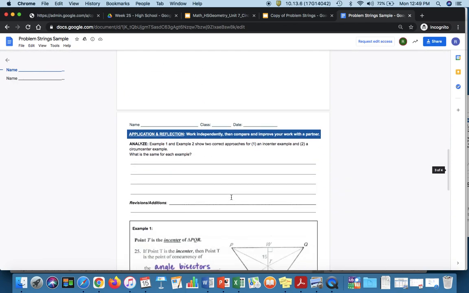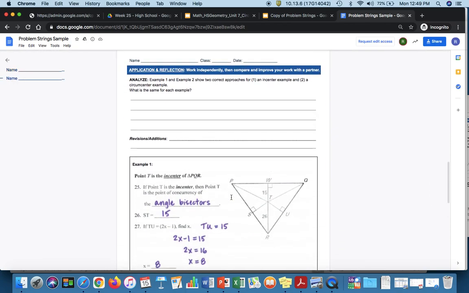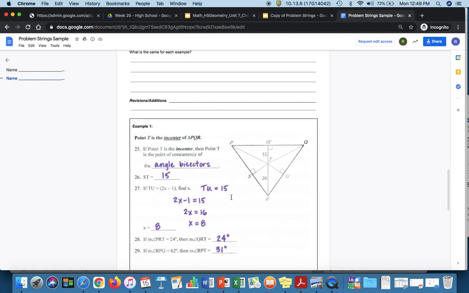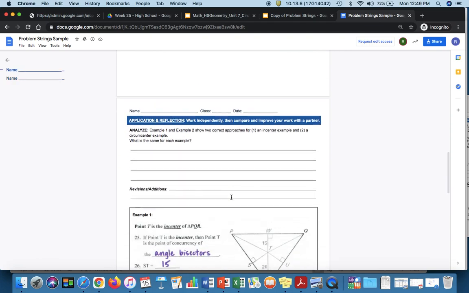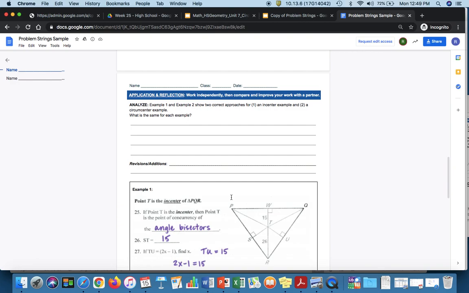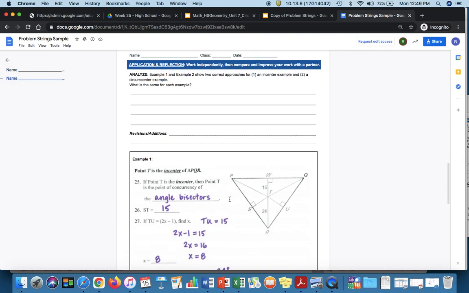So this last part, we're going to have 2 examples, and I used one example of an incenter problem worked out and one example of a circumcenter problem worked out. And then you would ask students what's the same for each example and what revisions or additions they can make based on those model exemplars. And this is a great technique for students to really identify what they've learned based on these model exemplars, or possibly what strategy that they've gained as a result of being exposed to these model exemplars.